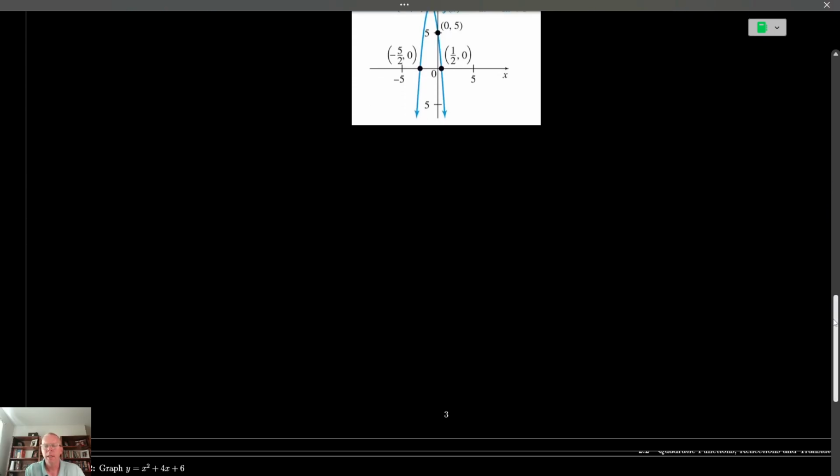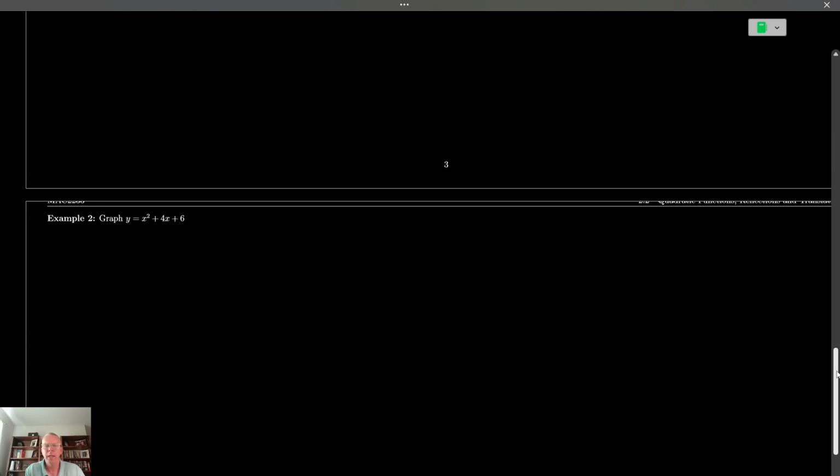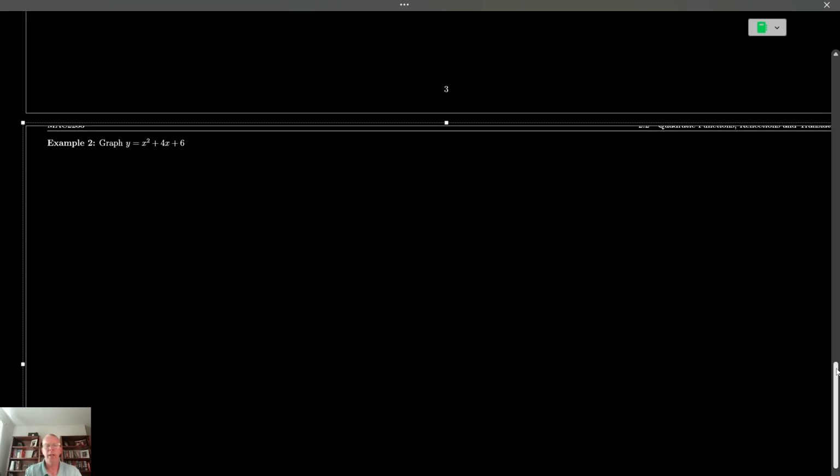All right, and then next one, we have y equals x squared plus 4x plus 6, and we're going to graph this one just the same way. So let's find the vertex.